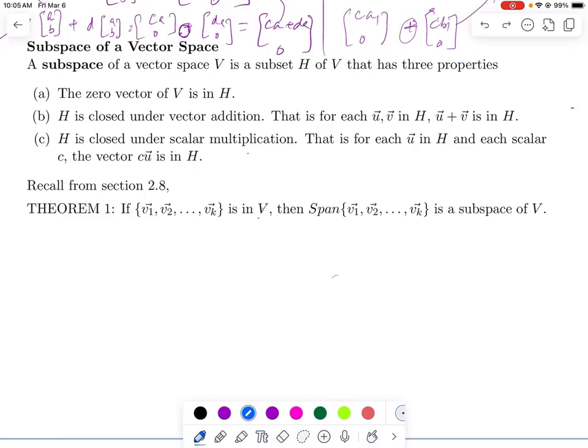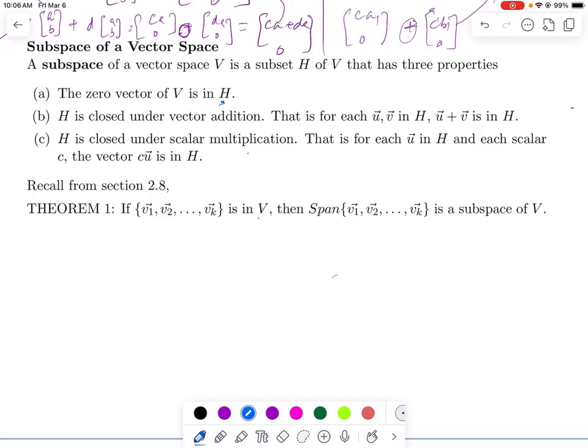Now we are going to talk about a general vector space. So, subspace of a general vector space. The definition is very similar. It says a subspace of a vector space V is a subset H of V that has three properties. First is that the zero of the vector space V must be in H, must be in that set that we are thinking of as a subspace.